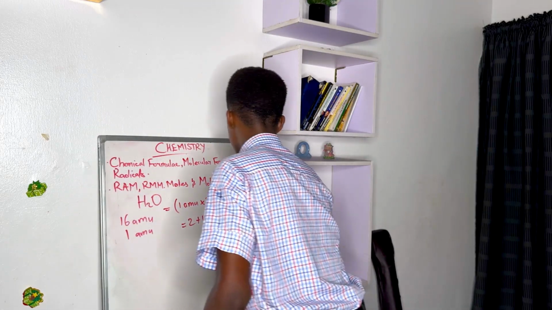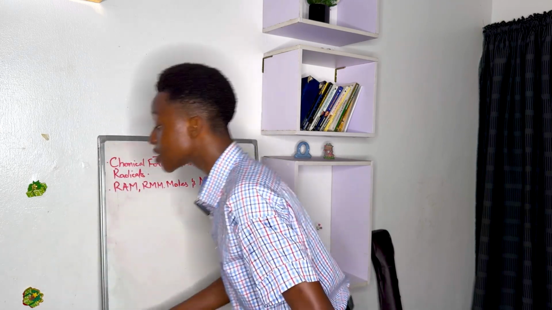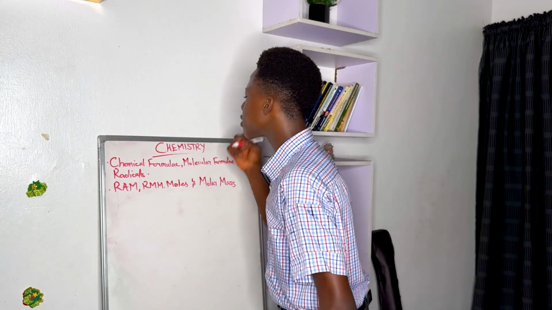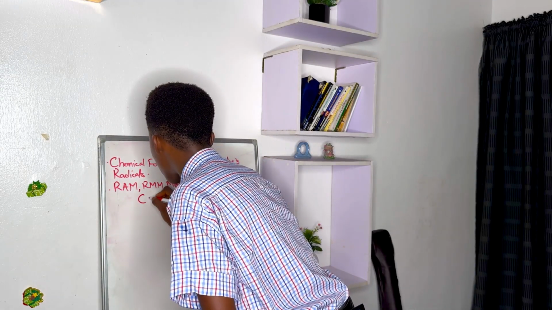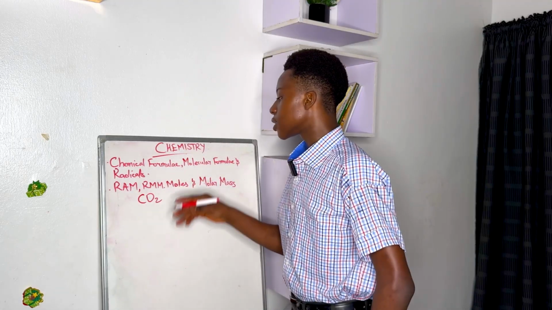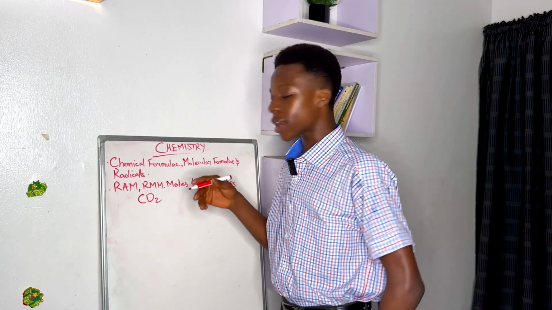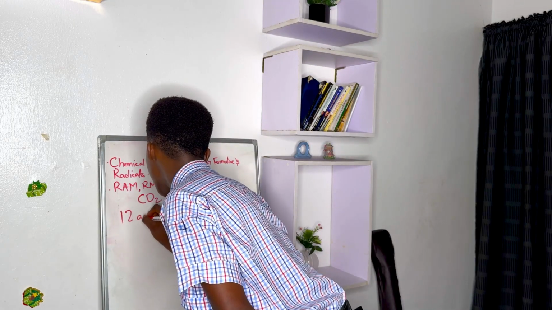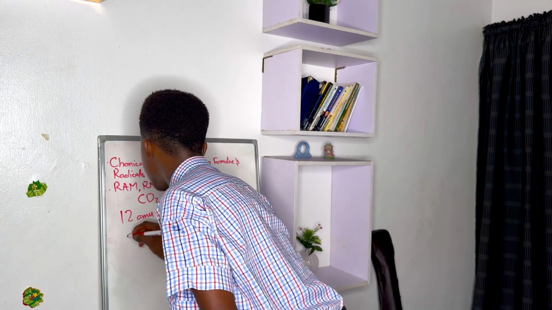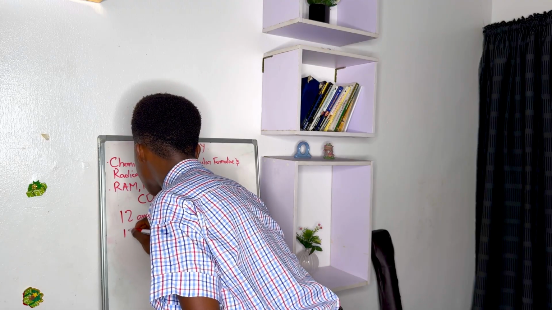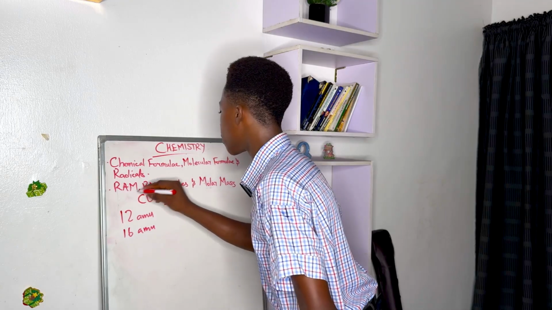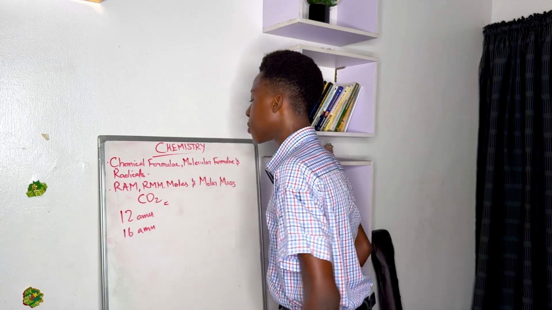And here's another example. Have you ever heard of carbon dioxide? I'm pretty sure you have. So carbon dioxide, or sorry, let me say carbon 4-oxide. Right? This is carbon 4-oxide. There are 2 oxygen atoms in this molecule and 1 carbon atom. Carbon contains 12 atomic mass units, and oxygen contains 16 atomic mass units. So from this, we can solve the relative molecular mass of carbon 4-oxide.